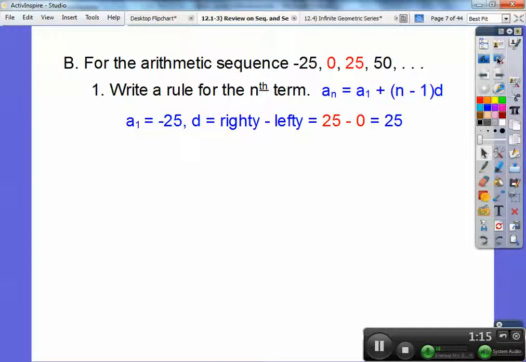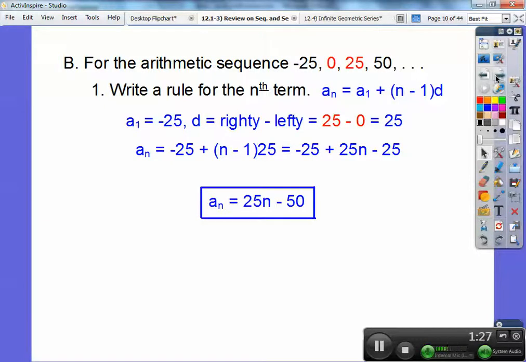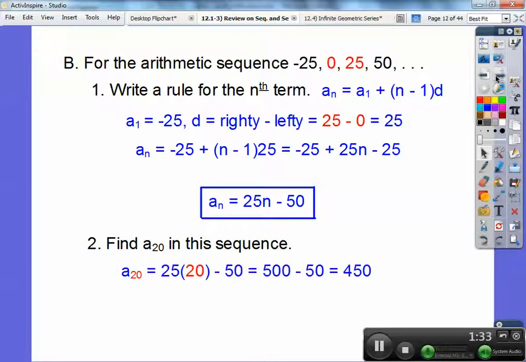So now it's just plugging them into the formula, you guys. So first term plus n minus 1 times d, distribute this 25 through, you get 25n minus 25. So you have 2 minus 25s there, so the final nth term is 25n minus 50. Okay, so that's your nth term. So now find the 20th term. Okay, so 20 just means you're going to plug 20 in for n right there. All right, and you end up getting 450 on that.